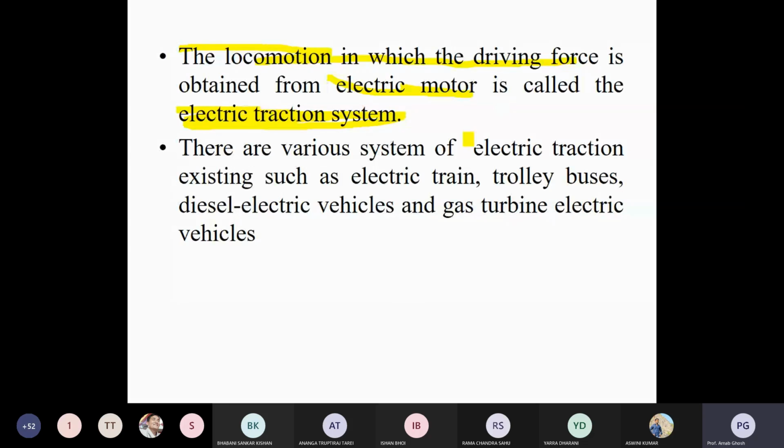There are various systems of electric traction existing, such as electric trains, trolley buses, diesel electric vehicles, and gas turbine electric vehicles. These are all examples of various systems of electric traction. I think all of you are able to understand the importance of the different sources of traction, then the braking methods, and what the important features are.